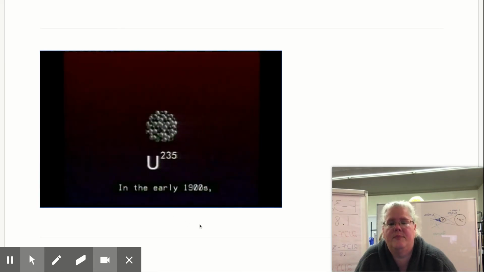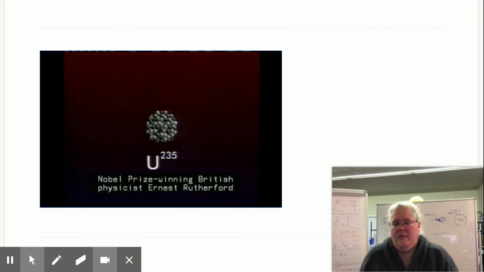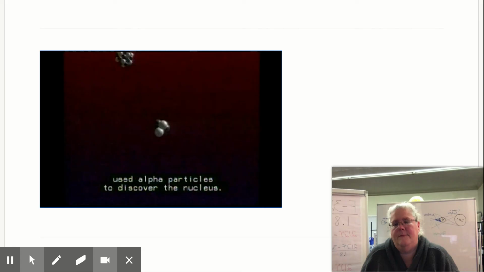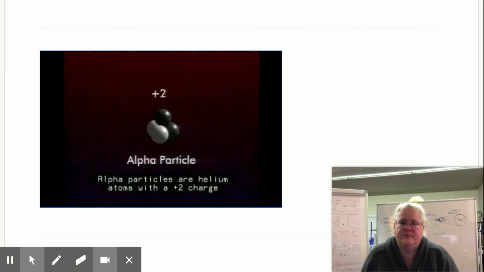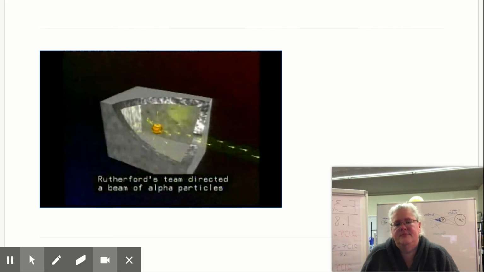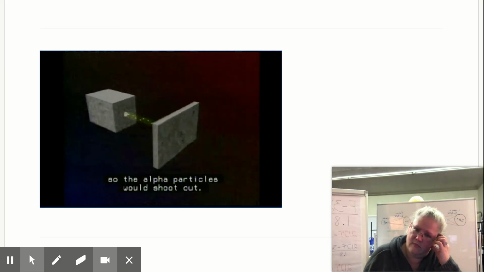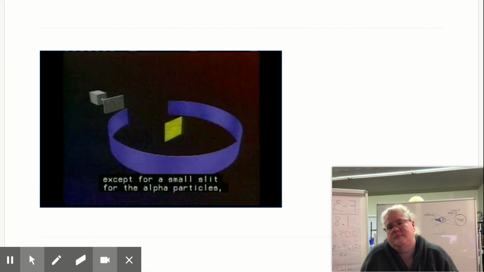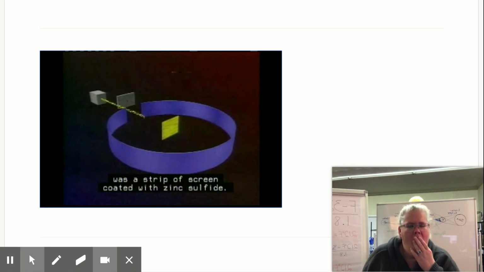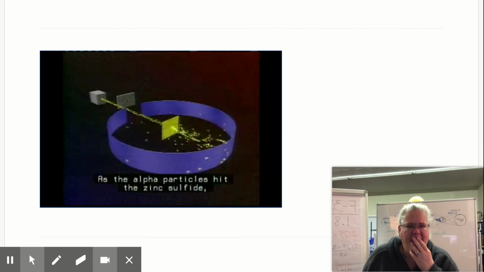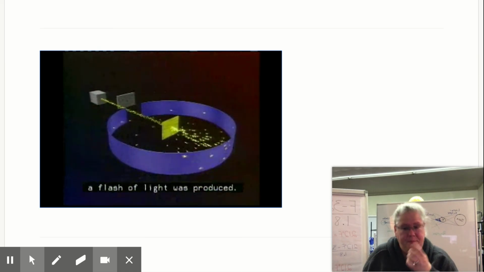In the early 1900s, Nobel Prize-winning British physicist Ernest Rutherford used alpha particles to discover the nucleus. Alpha particles are helium atoms with a +2 charge and are produced when uranium or other radioactive elements decay. Rutherford's team directed a beam of alpha particles at a thin gold foil. The alpha particle source consisted of a radioactive substance in a lead box. A small hole was cut into the box so the alpha particles would shoot out. Encircling the foil, except for a small slit for the alpha particles, was a strip of screen coated with zinc sulfide. As the alpha particles hit the zinc sulfide, a flash of light was produced.